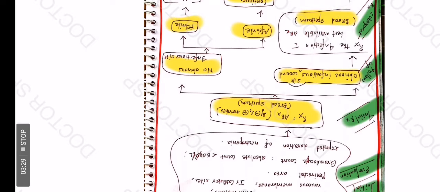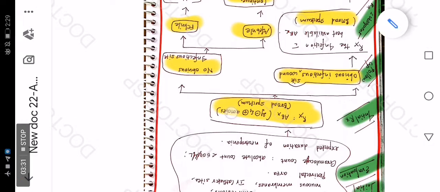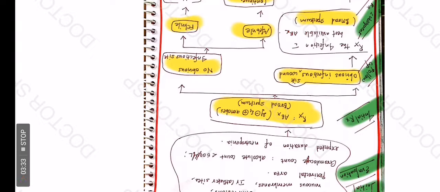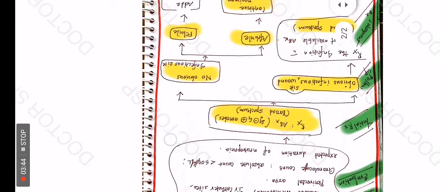Then you have to give this patient initial therapy. You have to treat this patient with broad-spectrum antibiotics that should be active against gram-negative and gram-positive organisms.